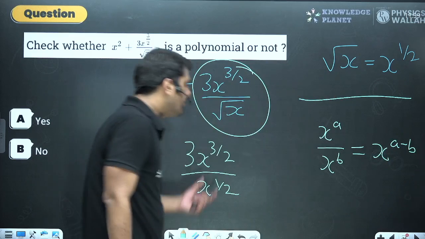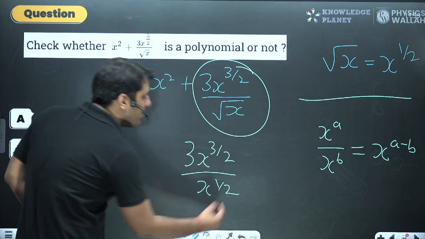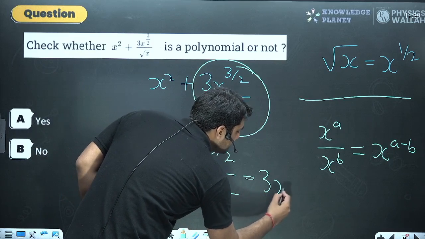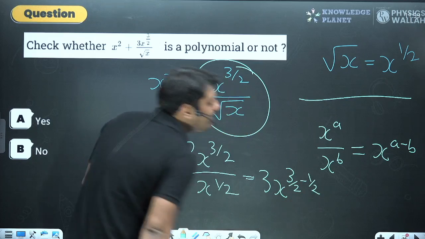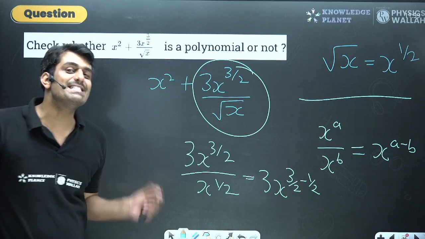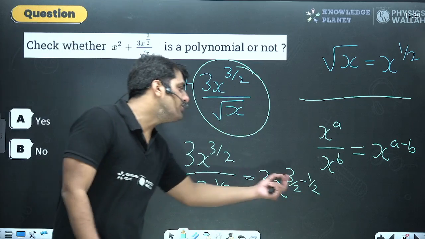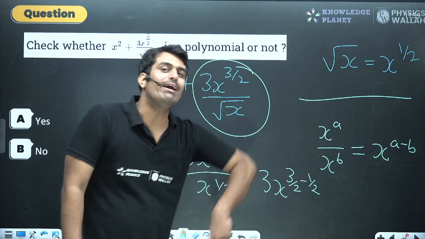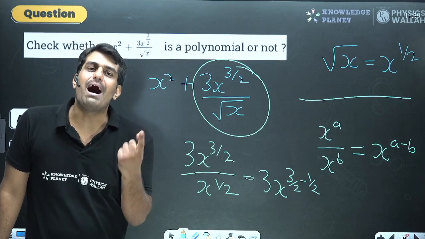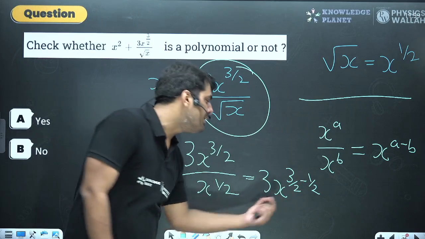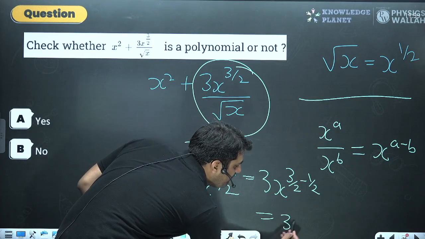So hence, I'll do the same over here. It will be 3 into x raised to the power 3 by 2 minus 1 by 2. I'll leave it for you to solve and understand what happens. When you do the calculation, what will it come out to? 2 by 2 will be cancelled out. We are getting 1, so the power of the variable x over here is simply 1 and the final expression we get is 3x.